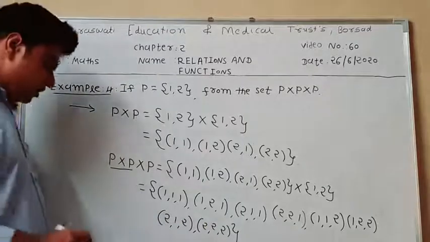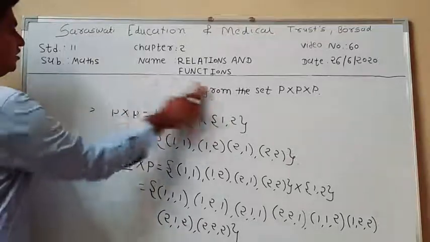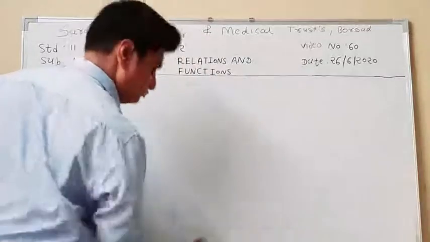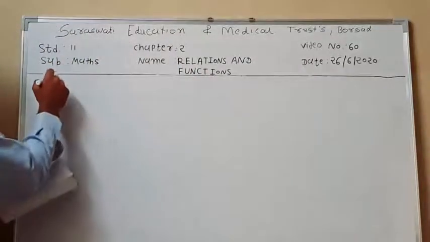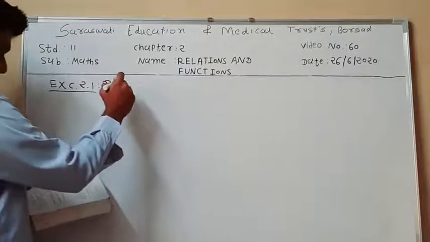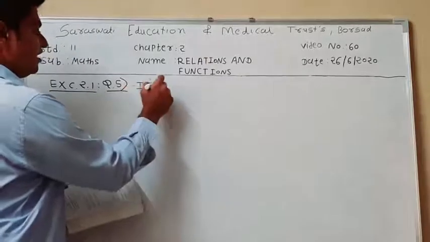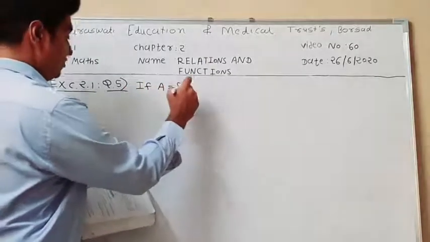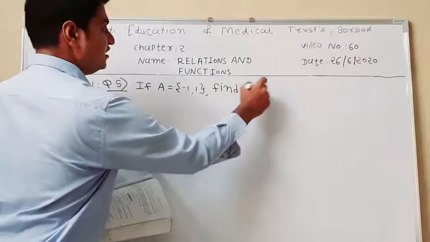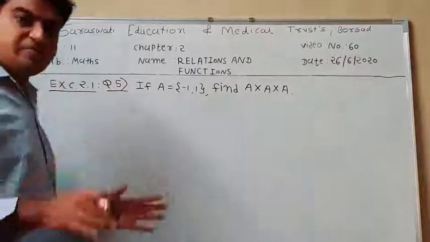Clear? Next question. In exercise 2.1, question number 5, the same type of question is asked. If A is equal to the set {-1, 1}, then find A Cartesian product A Cartesian product A. So again the same method and process apply.